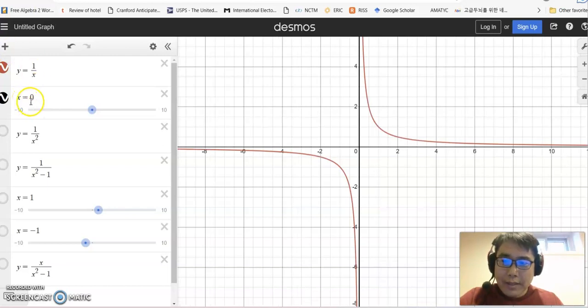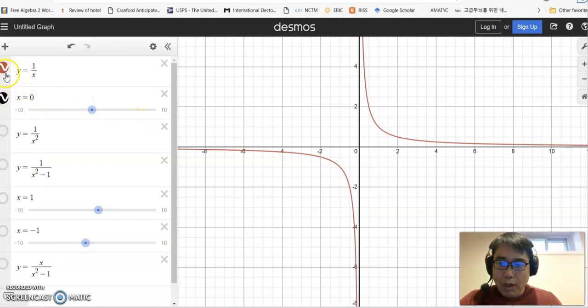So therefore, x equals 0 is basically this graph's vertical asymptote, because it never occurs. At the same time, this 1 means x to the 0 power, and x means x to the 1 power. The denominator power is bigger than the numerator power, so y equals 0. This is the horizontal asymptote. Make sense to you? Okay.